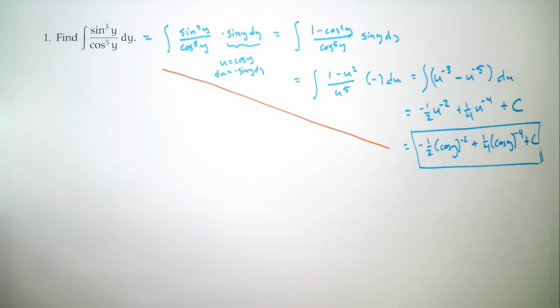I have a lot of space left here. And so, there's a question. A query has arisen. Why is it to the negative 2 power? Why did we get u to the negative 2? The rule for integration, you add 1 to the exponent. So we started with u to the negative 3. So we added 1.